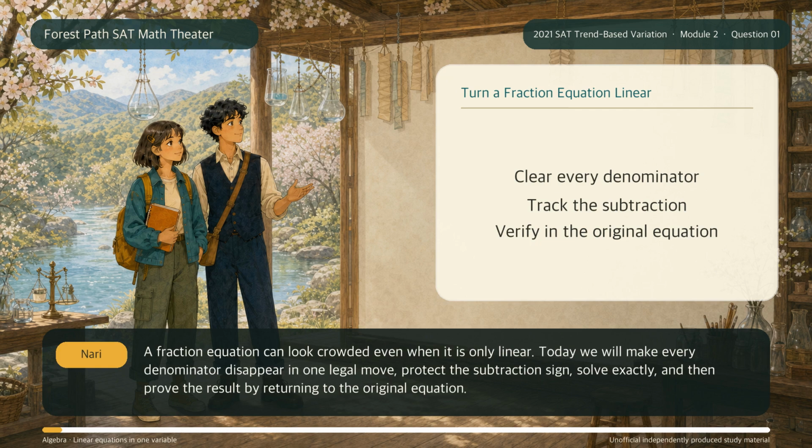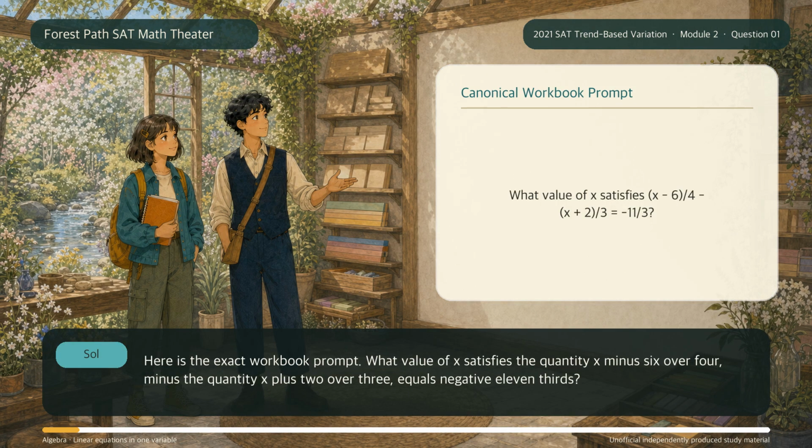A fraction equation can look crowded even when it is only linear. Today, we will make every denominator disappear in one legal move, protect the subtraction sign, solve exactly, and then prove the result by returning to the original equation. Here is the exact workbook prompt.